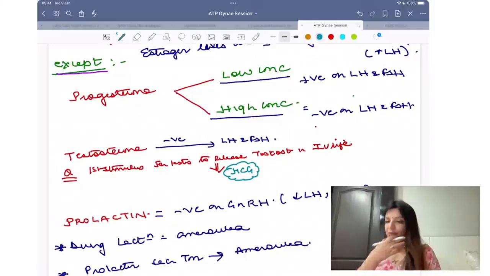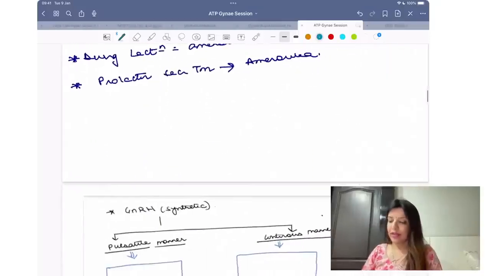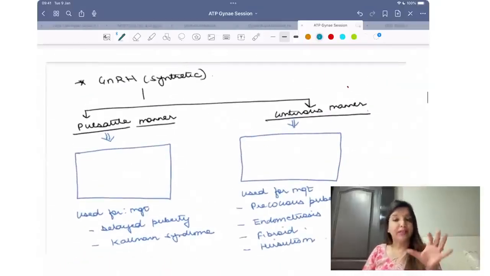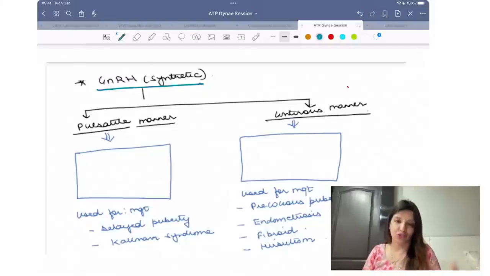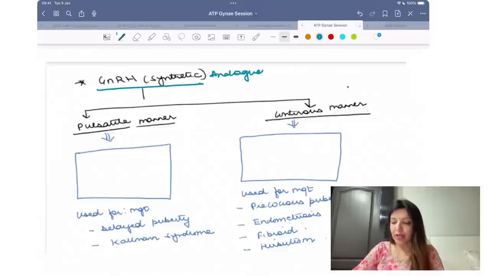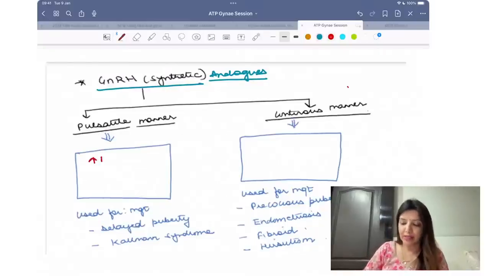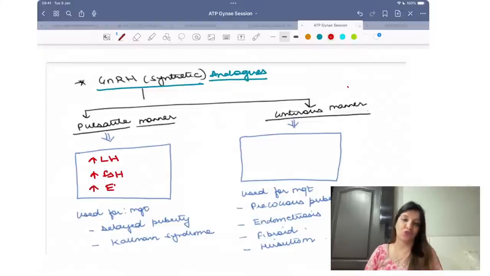Great. Chalo. Now, let us talk about GnRH. This GnRH which I am telling you is a synthetic GnRH which we prepare in the industries, right? This synthetic GnRH, you can give in a pulsatile manner. This is GnRH analog. Please remember, GnRH analogs, when you are giving in a pulsatile manner, they will increase LH, they will increase FSH, and they will increase estrogen.